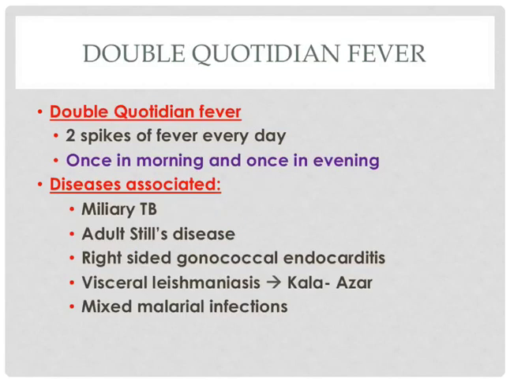2 spikes of fever every day, and the graph will do justice to this. They have 2 spikes every single day, one in the morning and one in the evening. That's why it's called a double fever. In the single quotidian fever with P. falciparum, there was just 1 spike every day. Diseases associated with this: adult Still's disease can present like this, so keep that in mind when you're seeing a patient with such a pattern. And then of course malarial infections, and miliary TB as well.